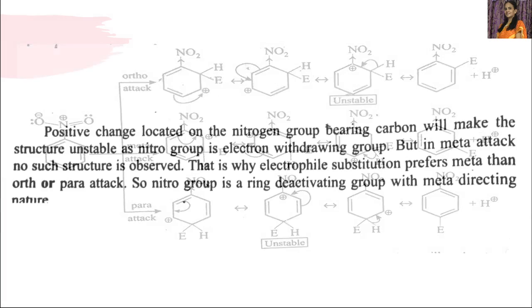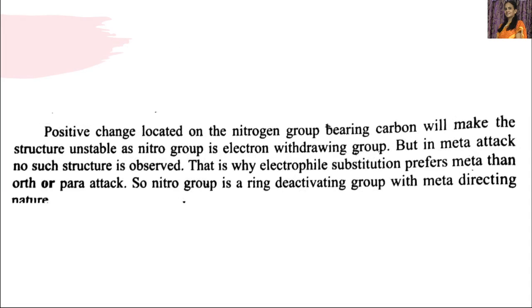Now let us see the conclusion of this particular attack. Positive charge located on the nitro group bearing carbon will make the structure unstable as the nitro group is an electron withdrawing group. But in meta attack, no such structure is observed. That's why electrophilic substitution prefers meta over ortho and para attack. So the nitro group is a ring deactivating group with meta directing nature. This is what we have discussed with the help of the reaction mechanism.